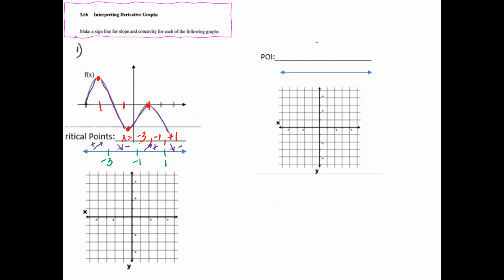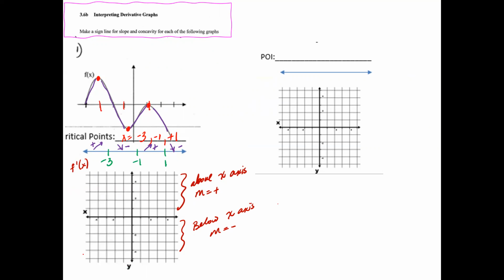So now that you have this part here, I'm going to go ahead and draw my new graph, which is going to be f prime of x. And remember the rule is that if it is going to be a positive slope, it needs to be above the x-axis if the slope is positive, okay? And vice versa, it needs to be below the x-axis if the slope is negative.